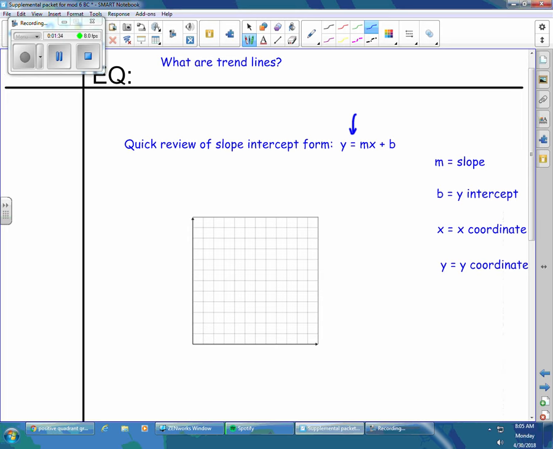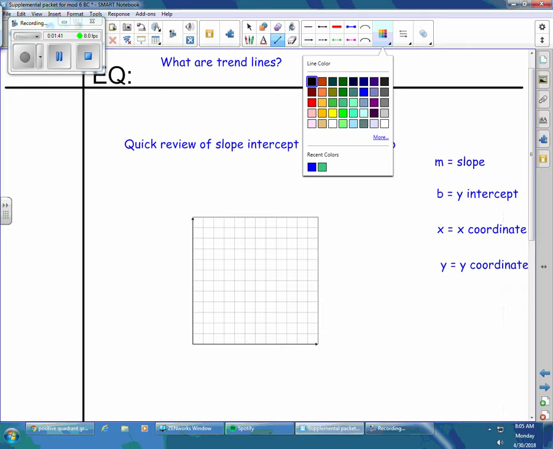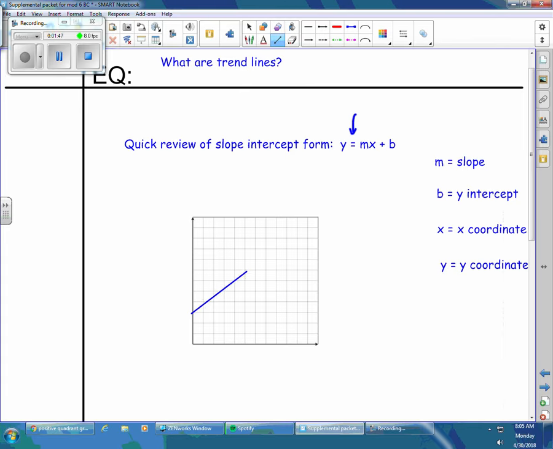So let's just practice with a line real quick. Let's draw a line in here, a thinner line, and we'll do it in a color. Let's do blue. So if I draw a line that starts here and goes like this, and this is my y and this is my x. Let's see, where is that line crossing the y-axis? This would be 0. Here's 1, 2, 3. So it's crossing the y-axis at 3. So I'm going to say my b is 3.